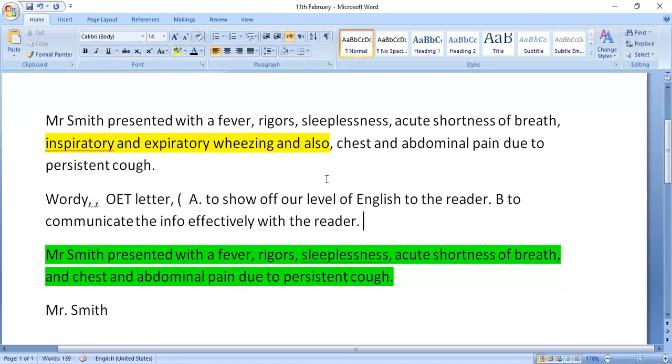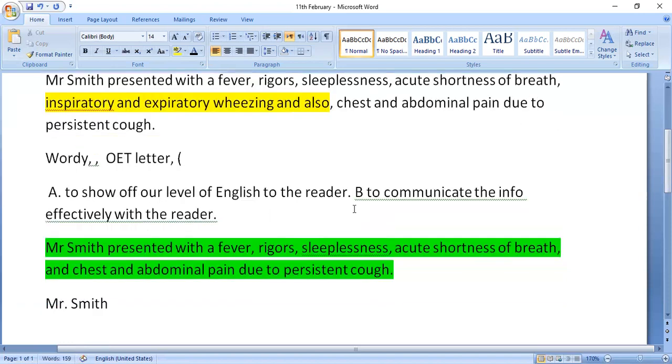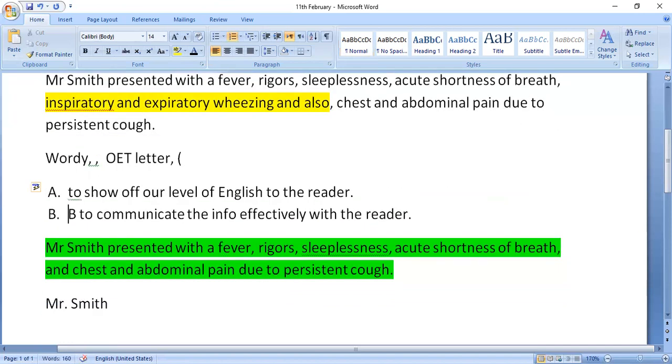Okay, so what is the purpose of writing an OET letter? Why do they teach us, and why do they want us to learn and practice a lot? Why do they want to test us? There are two options. Number one, to show off our high level of English to the reader. Number two, to communicate the information effectively to the reader.